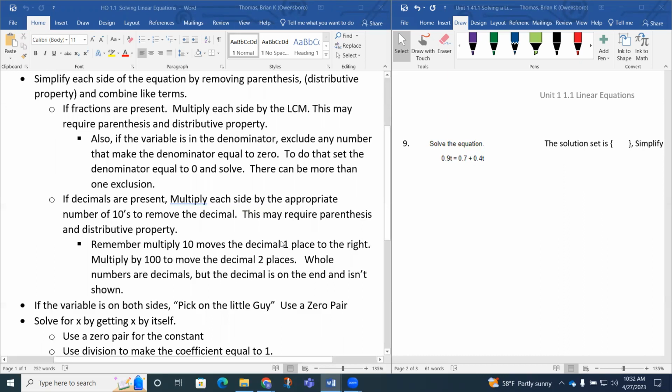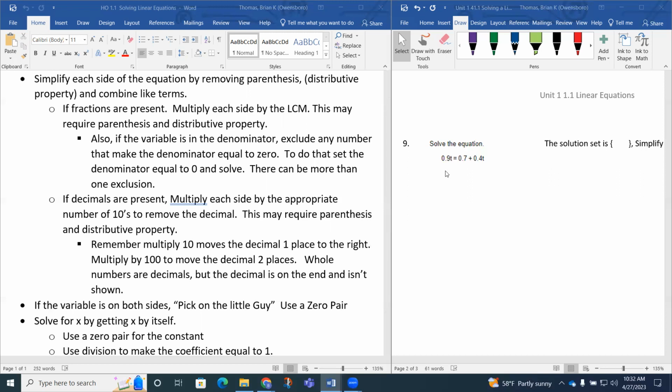This may require parentheses and distributive properties. So remember, multiplying by 10 moves the decimal one place to the right. Multiplying by 100 would move the decimal two places. Whole numbers are decimals, but the decimal is on the end and it isn't shown. So like if I give you the number 10, 10 is actually 10.0 if I wanted to put a decimal there. So keep that in mind. Whole numbers are decimals. We just don't show the decimal.